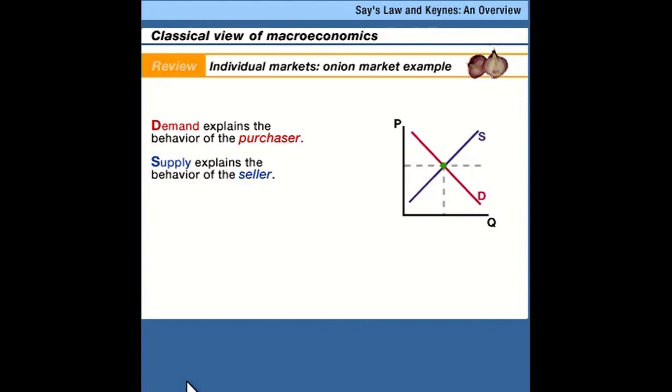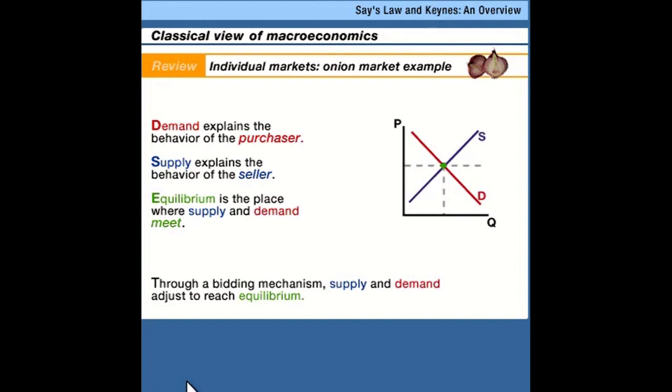The market clears, the outcome is stable, and according to analysis in microeconomics, gains from trade are maximized under certain circumstances, and we can be very happy about the outcome. What does equilibrium look like in the market as a whole? Is the macroeconomy like the market for onions, or is it different in some fundamental way?